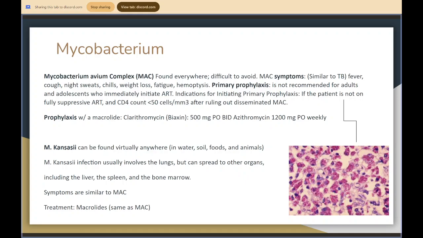M. kansasii is another one. Usually involves the lungs, but can include the liver, spleen, and bone marrow. Symptoms are similar to MAC. Treat the same. So, if you have a patient who has upper respiratory symptoms along with systemic symptoms that make you suspect TB or Mycobacterium, whether it's MAC or Kansasii, you would probably treat the same.